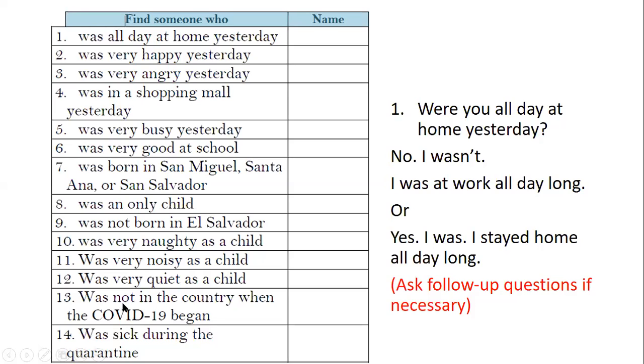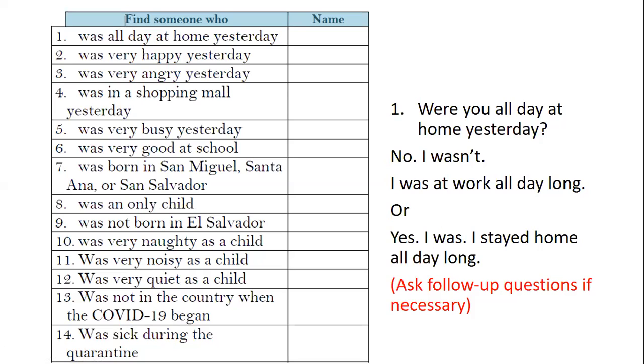And then you see, I wrote this question number 13. Why 13? Because 13 is a bad number most of the time, bad luck. All right. Were you in the country when COVID-19 began, or weren't you in the country when COVID-19 began? And the other question, which I hope you were not sick, is were you sick during the quarantine?